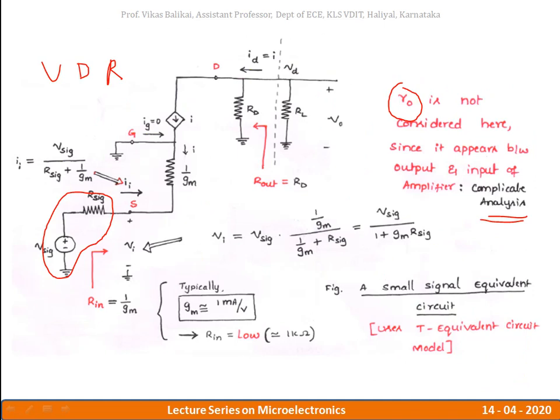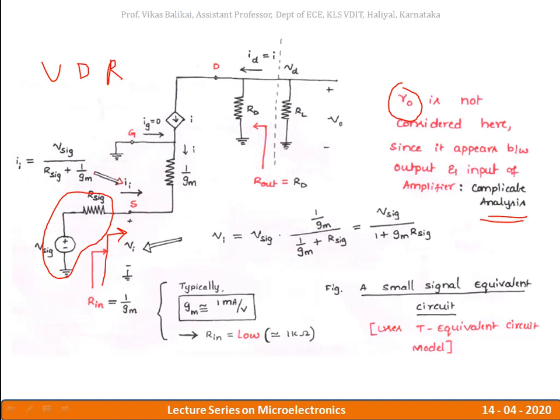Now if I peek inside through the source and ground, whatever resistance I can see immediately will be named as my input resistance. When I say input terminal, it is that terminal where you apply the input voltage. To the source I have applied the input voltage, so basically between source and ground I have applied the input voltage, so definitely these two are my input terminals.